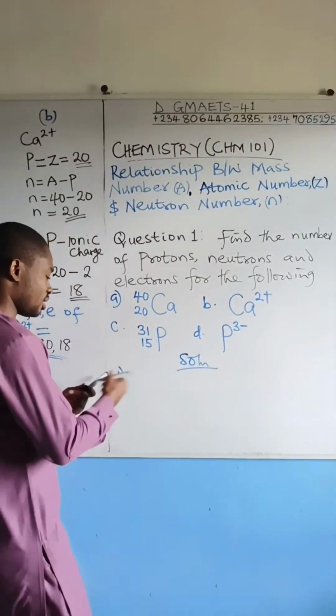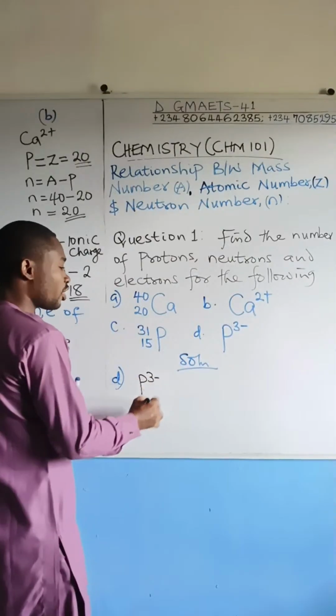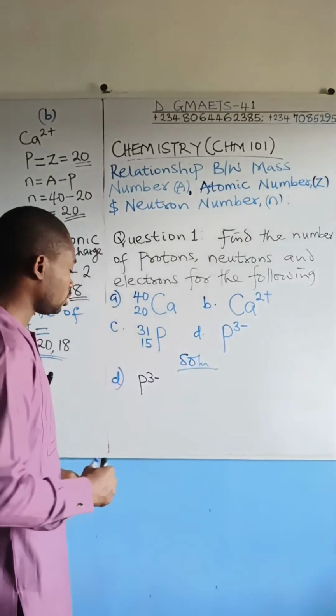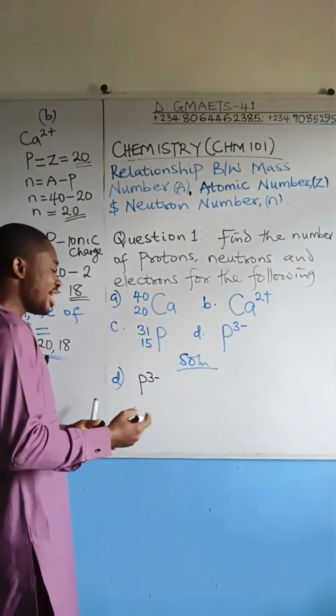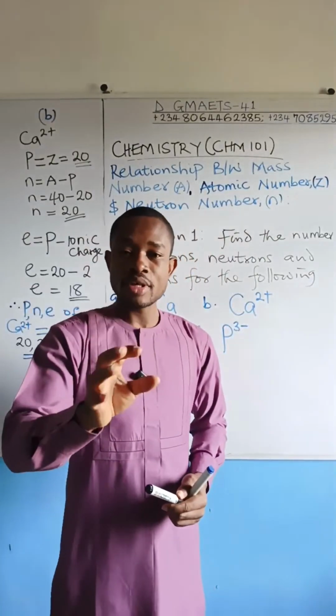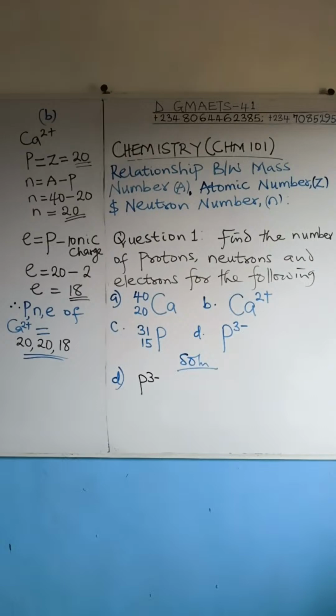I'm solving D part. What we have there is phosphorus. And you see 3 minus, that is phosphorus ion. Now, the mass number of phosphorus is 31. The atomic number of phosphorus is 15. Phosphorus is atomic number 15, okay? All right, the network is still on.